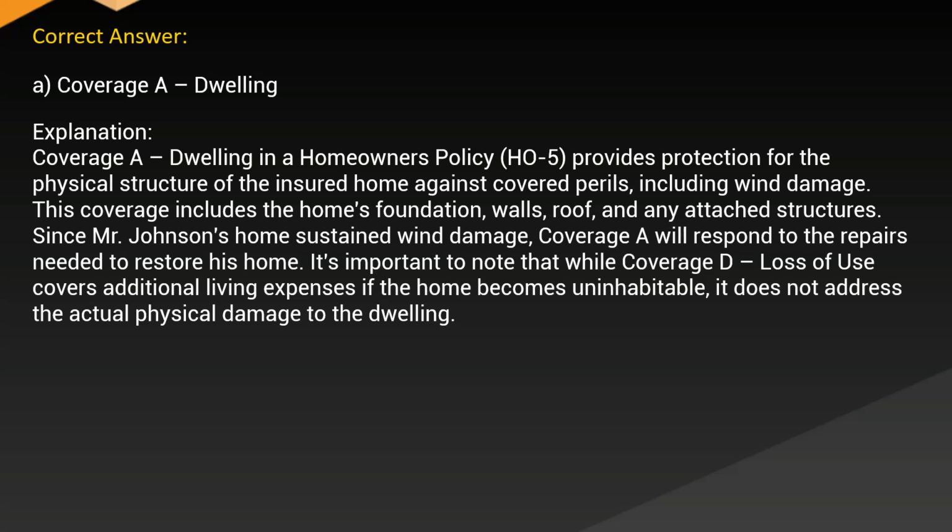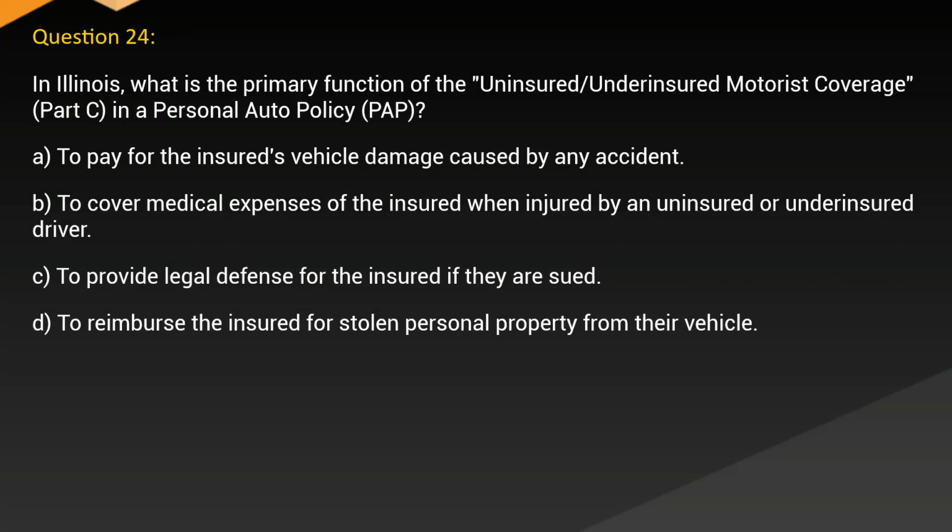Question 24. In Illinois, what is the primary function of the uninsured underinsured motorist coverage, Part C, in a personal auto policy, PAP? A. To pay for the insured's vehicle damage caused by any accident. B. To cover medical expenses of the insured when injured by an uninsured or underinsured driver. C. To provide legal defense for the insured if they are sued. D. To reimburse the insured for stolen personal property from their vehicle.